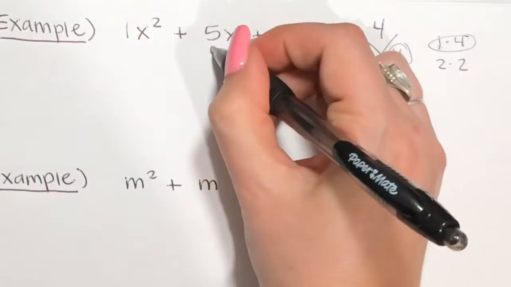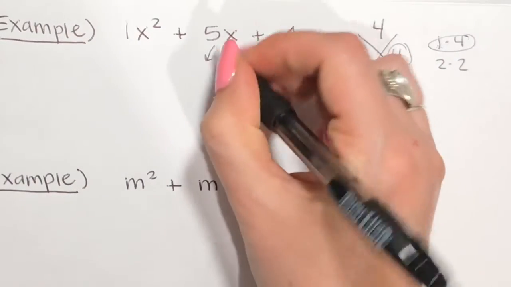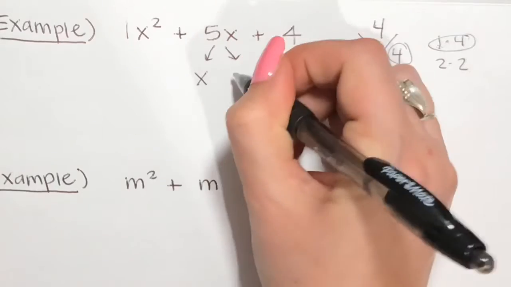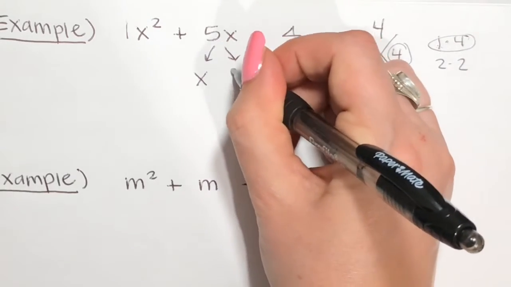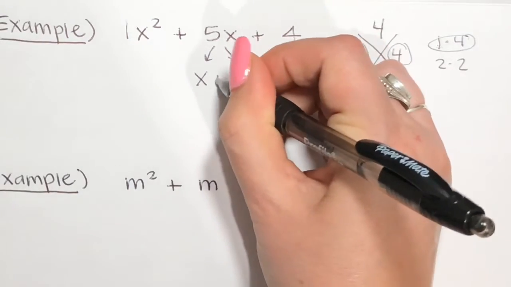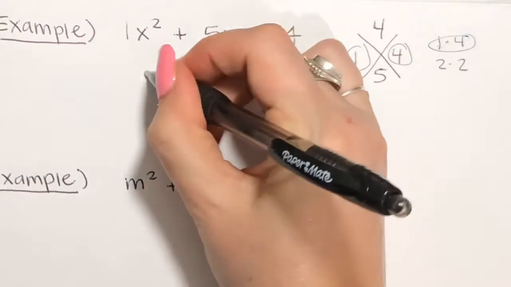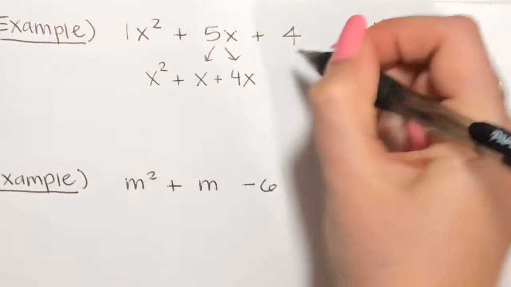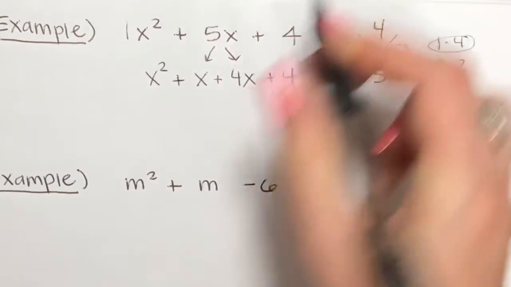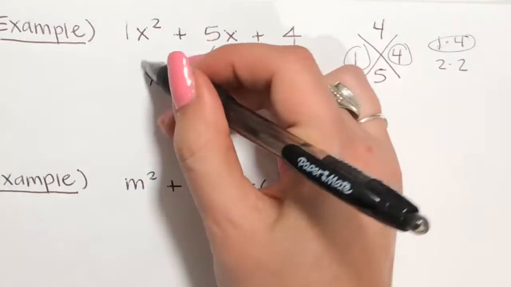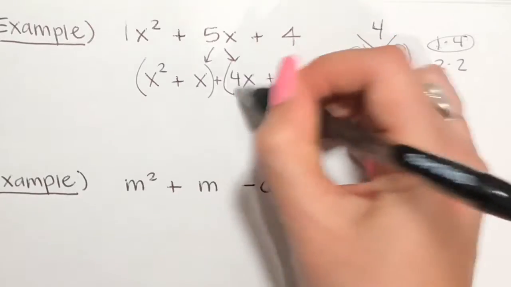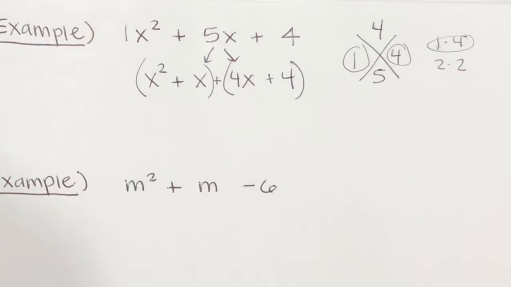That's going to split up your middle term so that you have 1x. I'm just going to leave it as an x. And then a 4x. Don't forget the x again. And then we keep the first part, the x squared, and we're going to keep the 4. And again, you don't need to write the 1s. You can if you want, but most people don't. So I'm just going to leave them off.